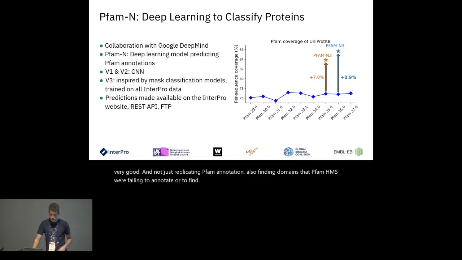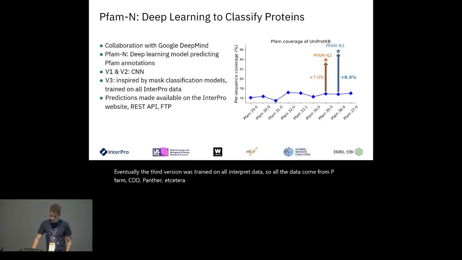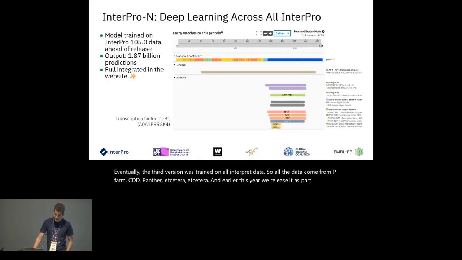Eventually, the third version was trained on all InterPro data, so all the data coming from Pfam, CDD, PANTHER, etc. And earlier this year, we released it as part of InterPro 1.5, and it's this deep learning model and the predictions that are called InterPro N.